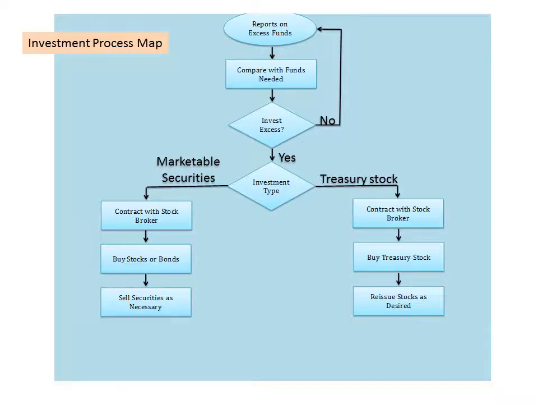So, katulad ng sa kanina, kung sa marketable securities, they have to contract with stockbroker, then buy stocks or bonds, and after that, sell securities as necessary. Dito naman sa treasury stock, they have to contract with stockbrokers, same with the marketable securities. After that, instead of buying stocks or bonds, dito sa treasury stock, they will buy treasury stock. So, kung dito sa kabila, sa marketable securities, they will sell securities as necessary. Dito naman, they will reissue stocks as desired.